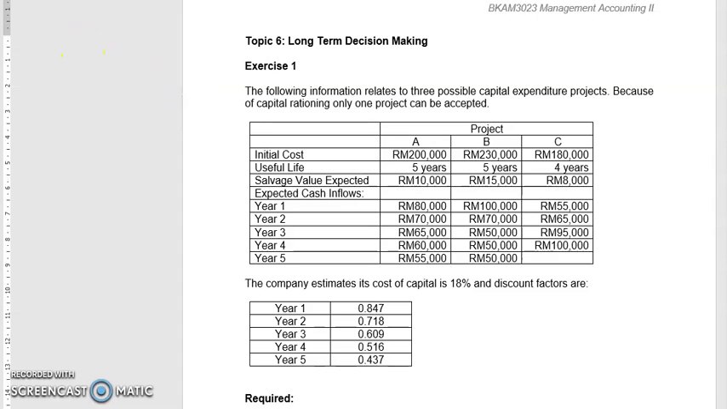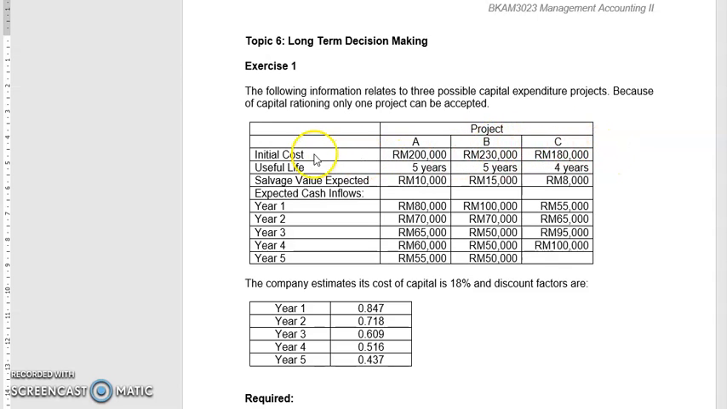Let us do the exercise for topic 6. Exercise 1. Let's read the question. The following information relates to 3 possible capital expenditure projects. Because of capital rationing, only one project can be accepted. So we have project A, B, and C.